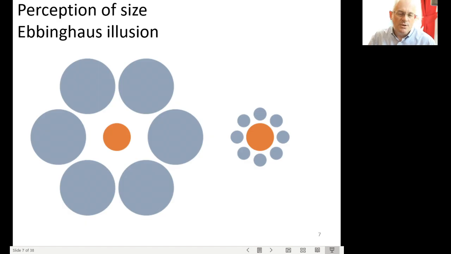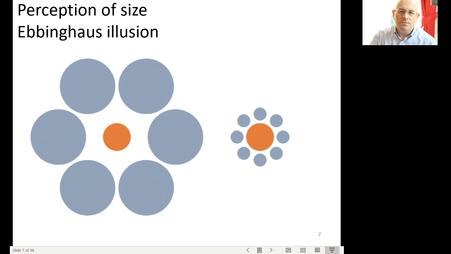Okay, so here's a question. Which of the orange coloured circles looks the biggest to you? You're probably going to say right. Well, perhaps it's not obvious, but they're both the same size physically on the screen. And the difference comes about because you make relative judgments of size relative to the environment in which something appears.